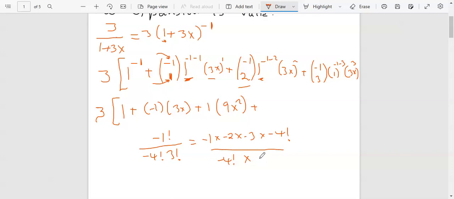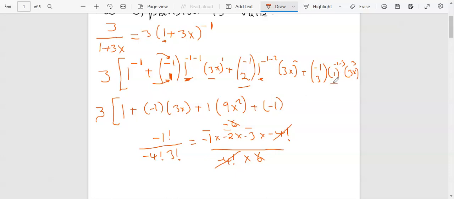Yes, 3 factorial is 3 times 2 times 1, which is 6. So -4 factorial cancels with the -4 factorial. And then -1 times -2 is +2, times -3 is -6. So this 6 will cancel with this 6. So the answer that will just remain is negative. Okay, so that will be -1.